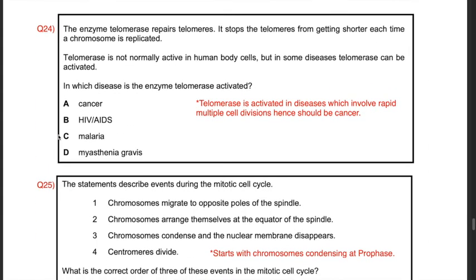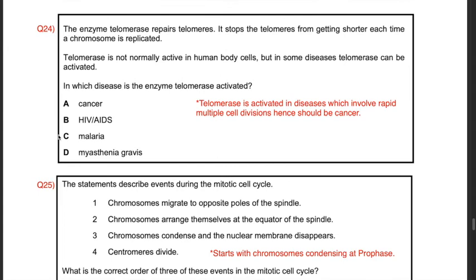Question 24. The enzyme telomerase repairs telomeres. It stops the telomeres from getting shorter each time a chromosome is replicated. Telomerase is not normally active in human body cells, but in some diseases telomerase can be activated. In which disease is the enzyme telomerase activated? Remember this carefully. Telomerase is activated in diseases which involve rapid multiple cell divisions. Hence it should be cancer, because obviously in cancer there will be multiple divisions occurring at once and hence formation of tumors occurs. Therefore the answer is obvious over here.